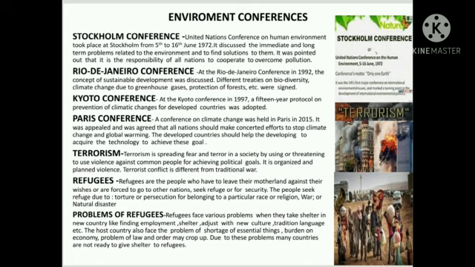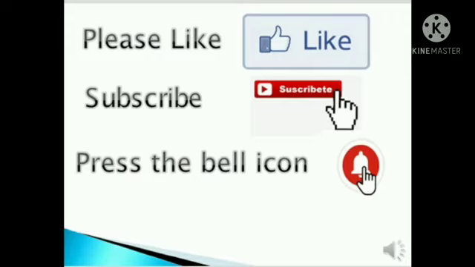So students, today we have conducted the revision of political science, lesson numbers 4, 5 and 6. Do understand the concepts and revise at home.